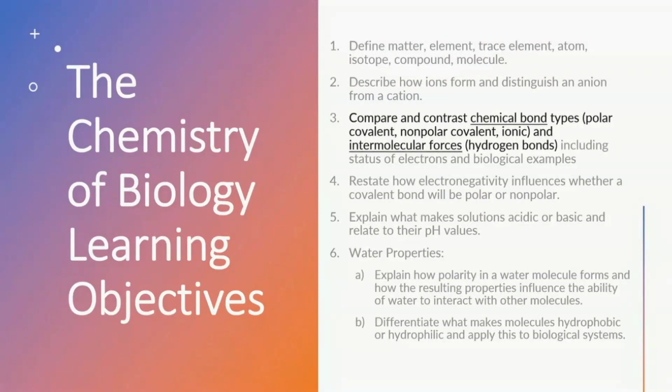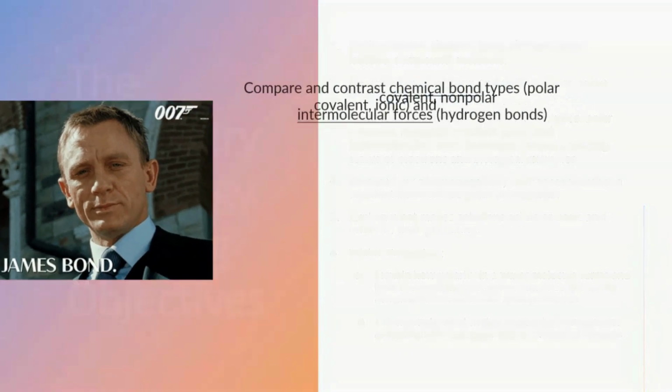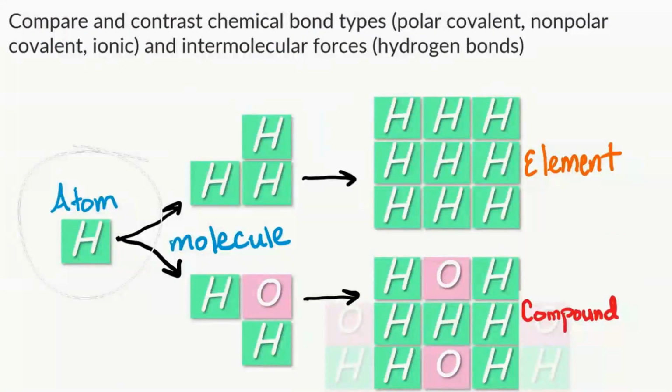Hello again! Let's go ahead and compare and contrast the different types of chemical bonds and intermolecular forces. Atoms freely floating about in space are not considered molecules, elements, nor compounds. To be considered anything organized, such as a molecule, element, or compound, atoms must be bonded together via chemical bonds. So, what is a chemical bond?